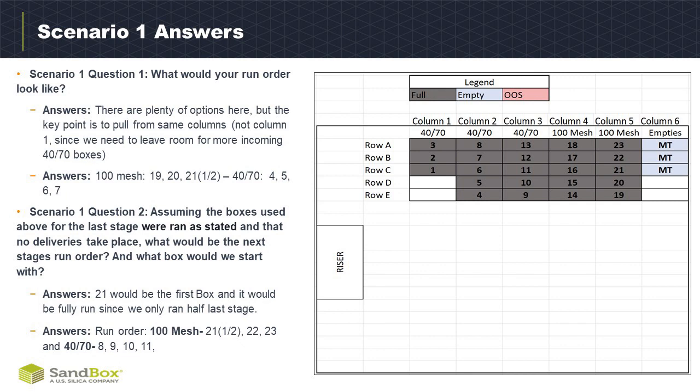First, for the 100 mesh, I would use these boxes in this order: 19, 20, 21. But would only pump half of box 21. Then for the 40/70, my run order would be boxes 4, 5, 6, and 7.